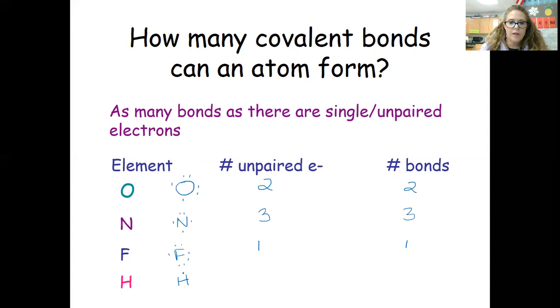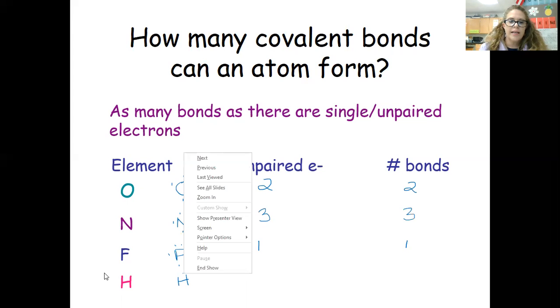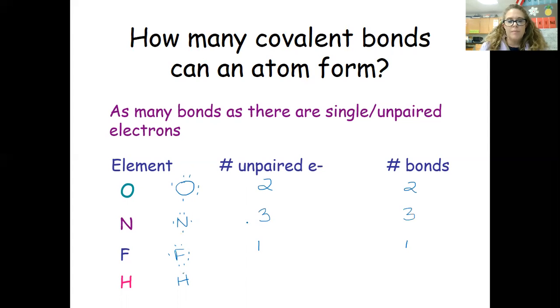So it has only 1 unpaired electron. I know you might think that it has some extras over here. It doesn't. Remember, helium, the first energy level that helium has, and helium is a noble gas and is considered stable with 2 electrons. It has 1 paired electron and it needs to form 1 bond.